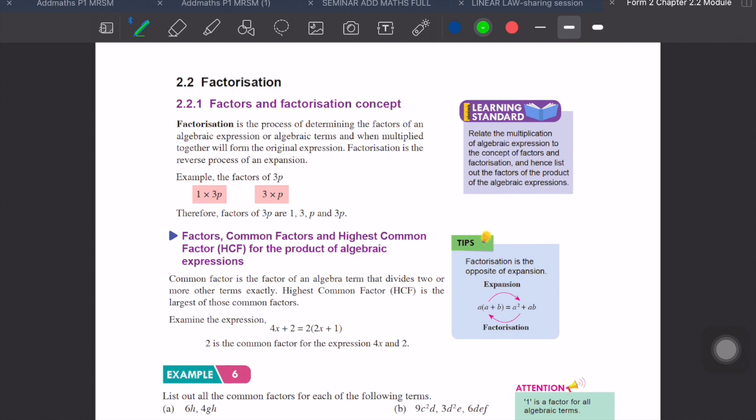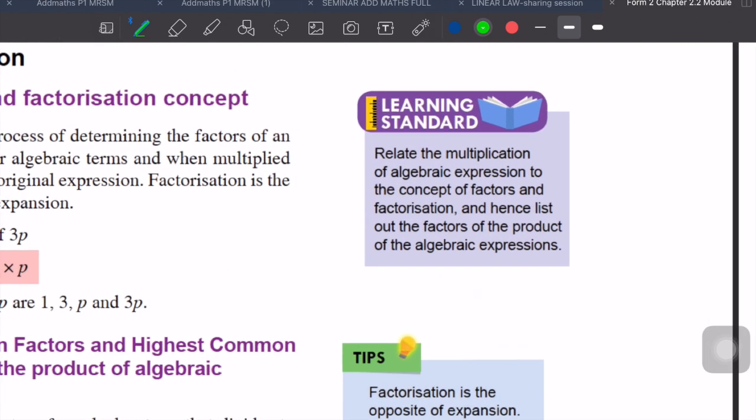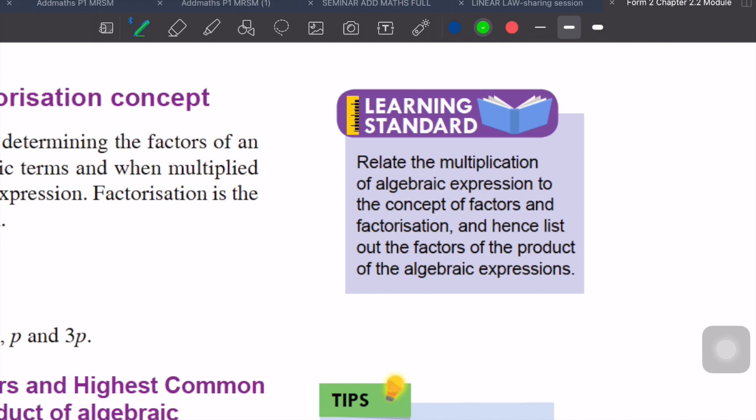For this week, we're going to look into subtopic 2.2, factorization. The learning standard for today is to relate the multiplication of algebraic expressions to the concept of factors and factorization, and hence list out the factors of the product of the algebraic expression.